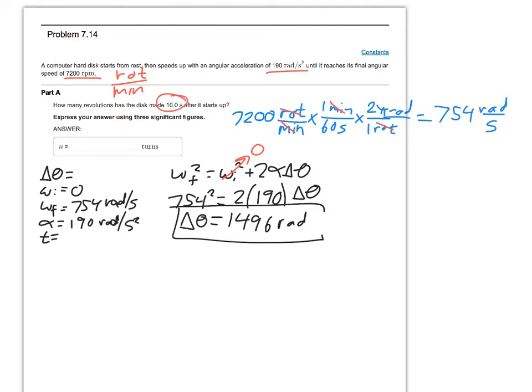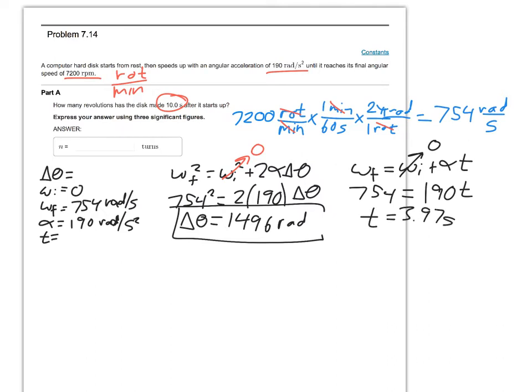So we don't really know how long that's going to take, and this is a little bit tricky with this problem, but let's see how long it takes to speed up to a speed of 754 radians per second. And so we could say 754 is going to be equal to our angular acceleration 190 times t, and so we find that our time to speed up is 3.97 seconds. So this does not represent the entire time.